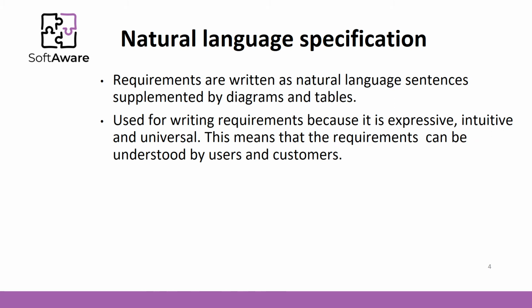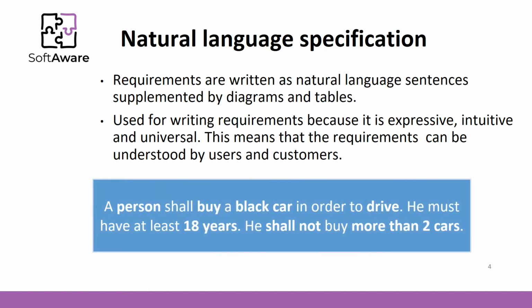So, natural language specifications are requirements that are written as natural language sentences. These sentences might be supplemented by diagrams and tables. This method is expressive, intuitive, and universal. To illustrate how natural language requirements are written, let's take an example. A person shall buy a black car in order to drive. He must be at least 18 years old. He shall not buy more than 2 cars.